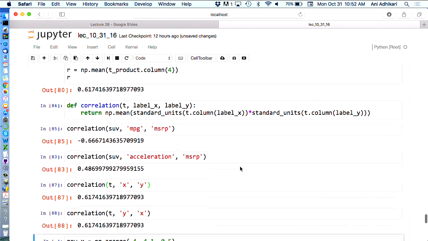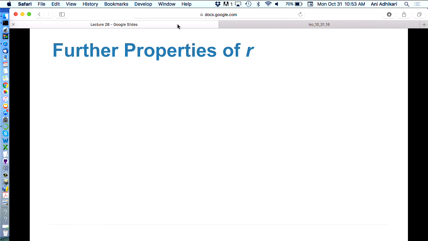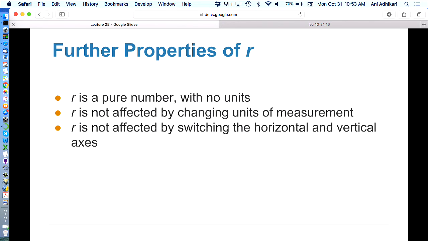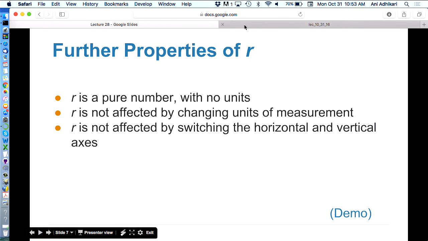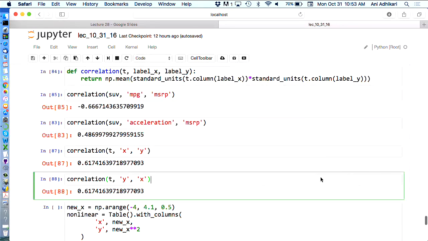All right. And so that is the calculation. And let me just see if I have forgotten to do something. So it's a pure number. It's not affected by changing units. Not affected by switching the horizontal and vertical axes. Okay. This thing gets used a lot. A lot. And so we want to have some basics down. You know some of them.